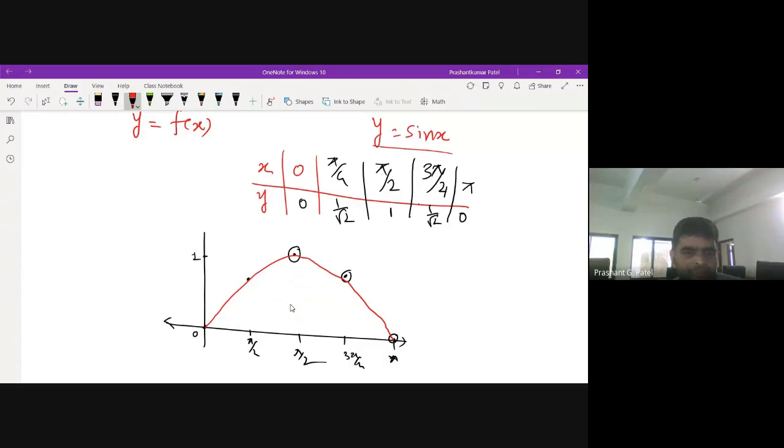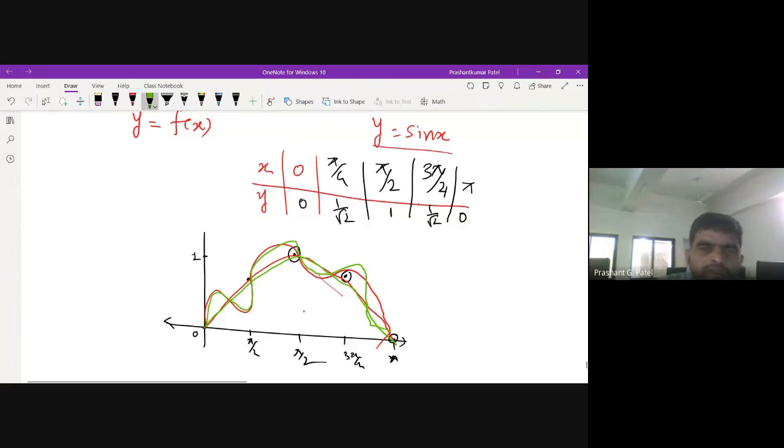The question is why there is no other such graph. In between, it may be possible that there is some other graph joining these points, but why is it that this is our sine graph? Whatever graph you plot in between, joining these points, all these graphs are continuous.